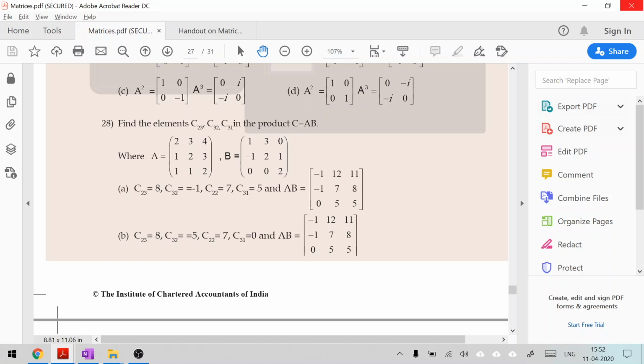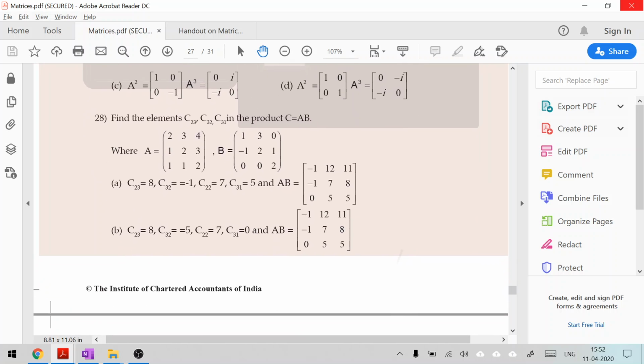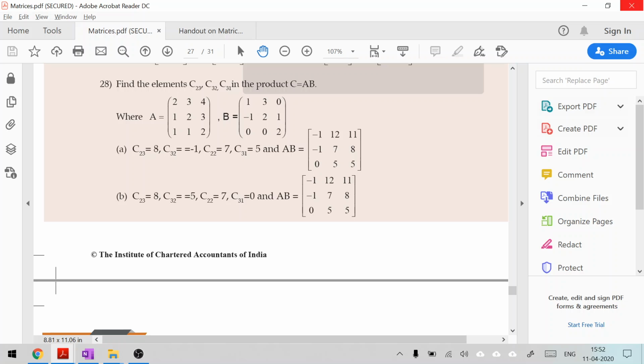This question is asking you to find only 3 elements in the product. Okay, AB. AB is resulting in the third matrix C, and what are these 3 products? So in the examination, I am just doing this problem to tell you how you can save time in the examination. Okay, I need to first know what is my A and B. A and B is given right here itself. So let me write that down. 2, 3, 4, 1, 2, 3, 1, 1, 2.